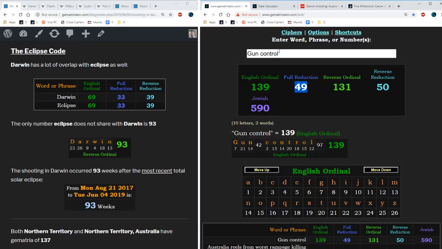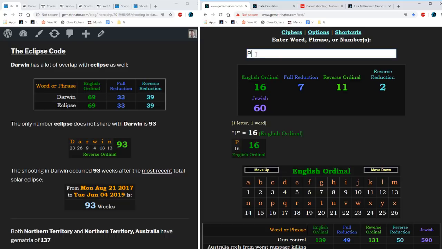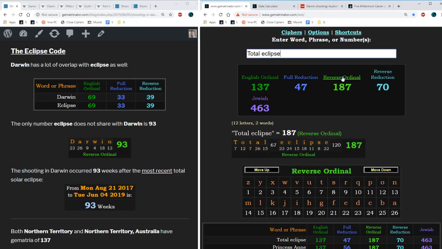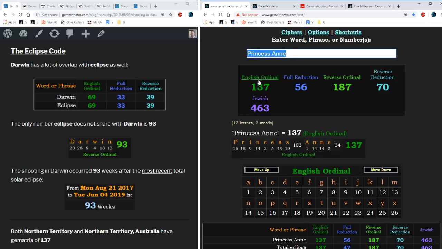So now let's talk about how this ties into the eclipse code. Now remember, just this past week, we had the worst shooting in the United States so far this year. It occurred in the community of Princess Anne. And look at how Princess Anne has matching numbers, 4 out of these 5 main ciphers, with the phrase total eclipse. 137, 463, 187, and 70. All of these numbers found in the value of Princess Anne.